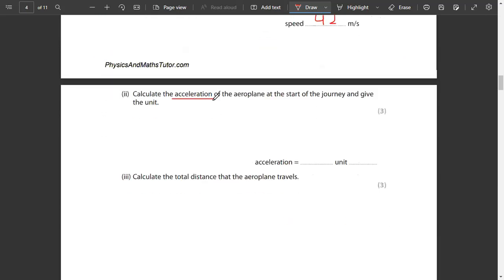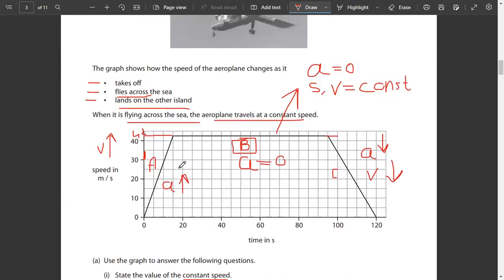Calculate the acceleration of the aeroplane at the start of the journey and give the unit. Acceleration का formula क्या होता है? V minus U over T. Final, और हमने बताना है at the start of the journey. Which part do we have to talk about? A, B or C? हम A वाले part को देंगे. At the start of the journey, the maximum speed, the final speed was 42. The initial speed was 0. Time कितना लगा इसको? कितने boxes हैं? 5, 10, 15, 20. So the total time it took was 15 seconds.